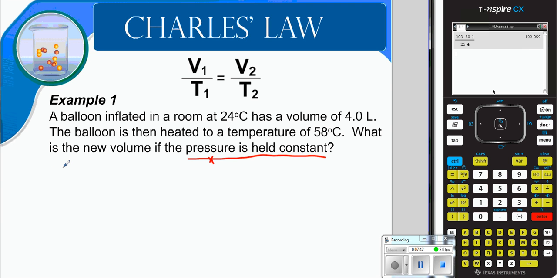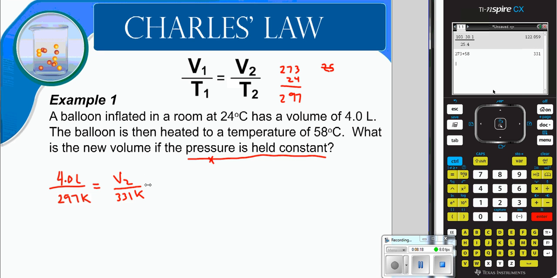So, my initial volume is 4.0 liters. My initial temperature is 24 Celsius, and we can't work in Celsius, so we'll add that to 273, and we will get 297 Kelvin. And we're looking for our new value when temperature goes up to 58, so then we'll do the same. Oops, let's just do it in the calculator. We have this handy-dandy calculator here. And we have a new temperature of 331. And we have our second volume.